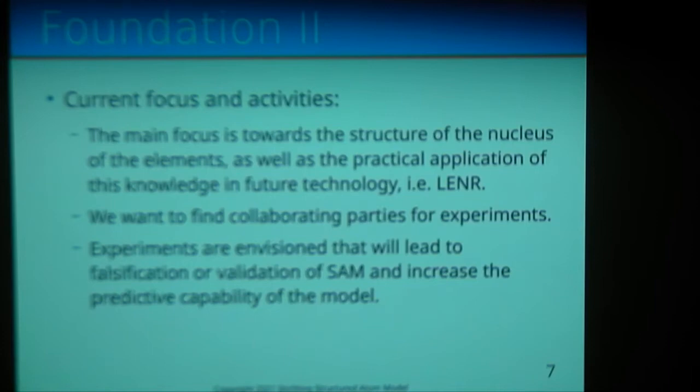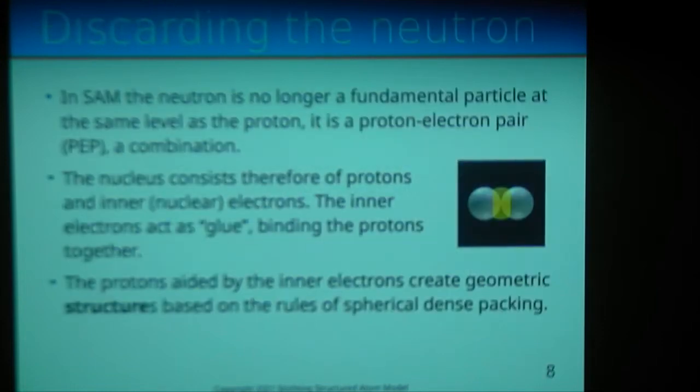Enough on the introduction. Back to the model itself and the topic of this talk. First, some basics. In SAM, the conventionally known neutron is redefined as a combination of a proton and an electron, or a proton-electron pair, PEP for short. It is not fundamental on the same level as the proton and the electron. We reintroduce the electron and with it negative charge into the nucleus. The inner electrons act as glue that binds the protons together in a fixed structure, based on the concept and the rules of theoretical dense packing.